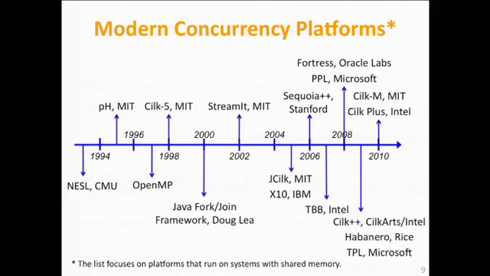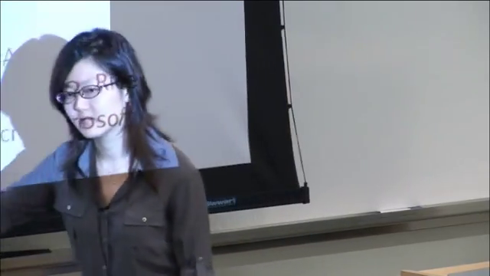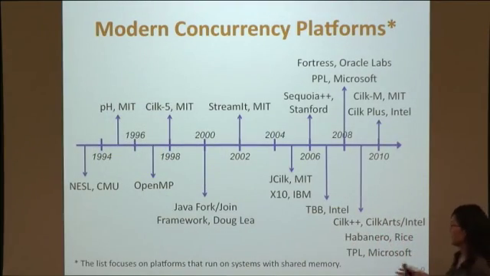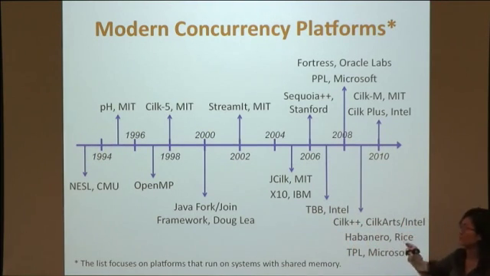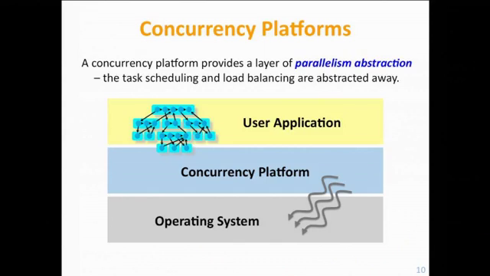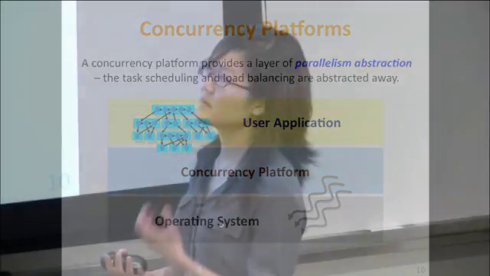Many researchers are interested in the problem of making parallel programming easier, and as a result, a lot of concurrency platforms have been developed, including TPL and PPL from Microsoft. This is just a list that I put together since '93, but before that, there were also a lot of other parallel programming languages that I didn't include. These are just, I guess, the modern concurrency platforms. Okay, so why does a concurrency platform help? Because it provides a parallelism abstraction. The jobs of task scheduling and load balancing are abstracted away and handled automatically for the user application.